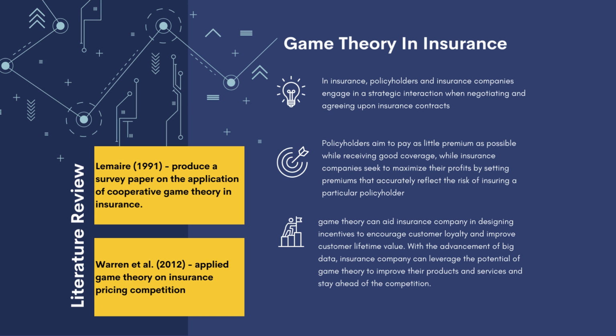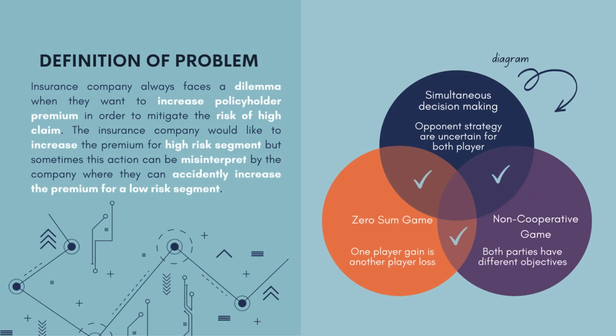When you look into the policyholder, their aim is to pay as little premium as possible while receiving good coverage, while insurance companies seek to maximize their profit by setting premiums to accurately reflect the risk of insuring a particular policyholder. Game theory also can help the insurance company in so many ways. One of them is to encourage customer loyalty in product and service, and also stay ahead in competition. So let's move on to the definitions of the problem.